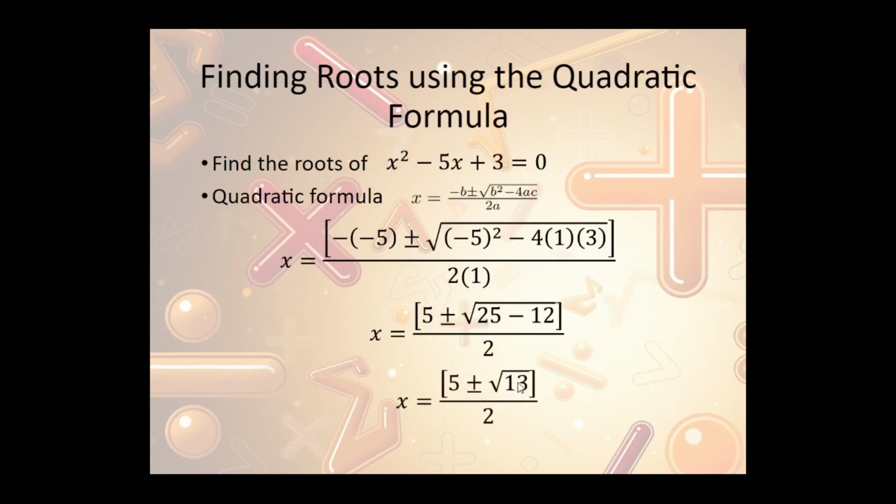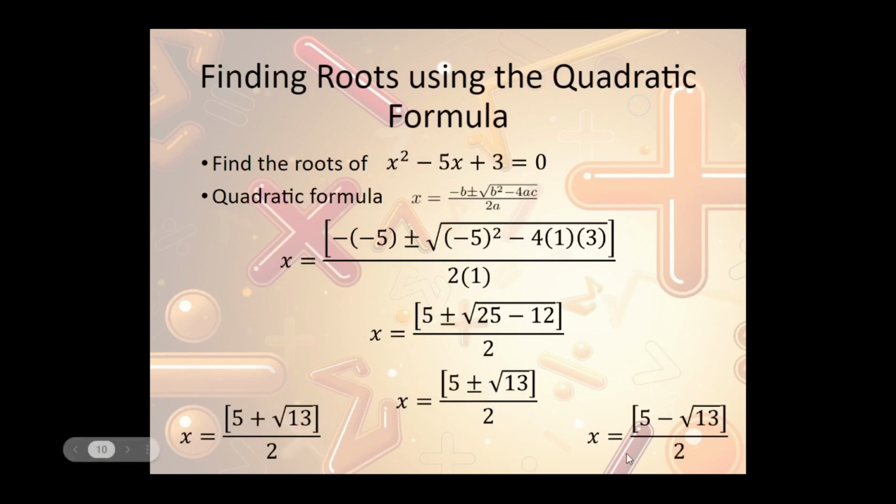Now, notice there is no perfect square root of 13, so we just leave it as is. We make this a plus, so this is 5 plus square root of 13 over 2. And then the minus part comes in, so this is 5 minus square root of 13 over 2. Anytime you see this plus or minus, that means we're going to do two things: we're going to add it and then subtract it. So here's our addition, here's our subtraction, these are our two roots.